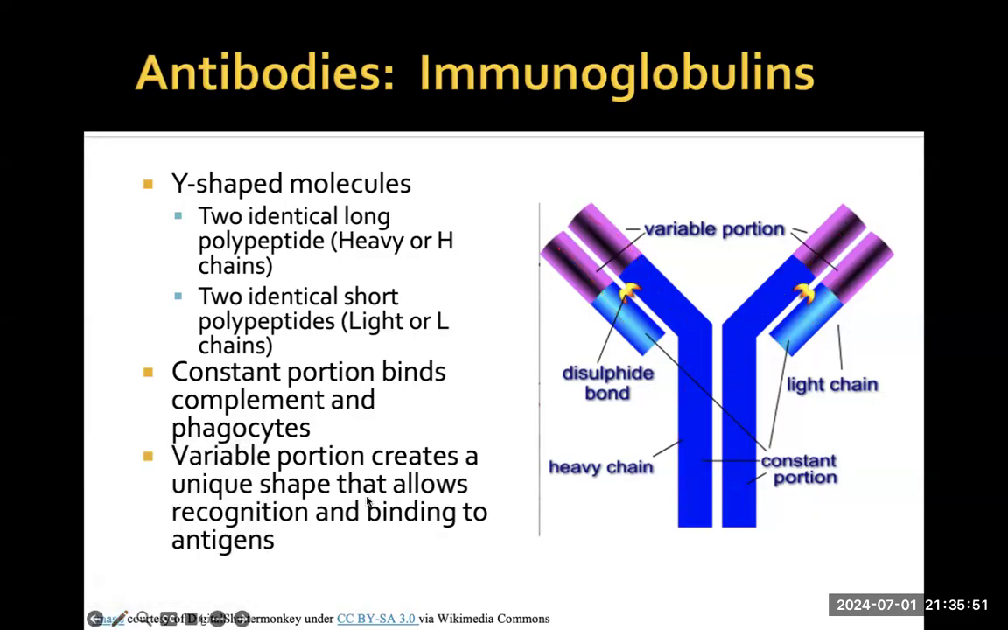The antibodies or the immunoglobulins are going to have a constant portion that binds to the complement and then phagocytizes. And again, the constant portion is going to be the parts here, here, and here. The variable portion is going to be the purple parts at the ends. It is going to create a unique shape that allows recognition and binding to the antigens.